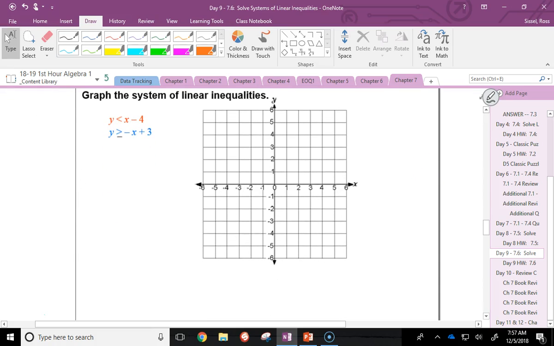Go ahead, I'm going to stop and pause this. I'll start doing mine up here, but go ahead and try to do this one by yourself without me, just to make sure that you're doing it correctly. If you need to work with a partner, I'm okay with that. Check with them, but what we need to do is graph each inequality and then identify the solution for the system of inequalities.